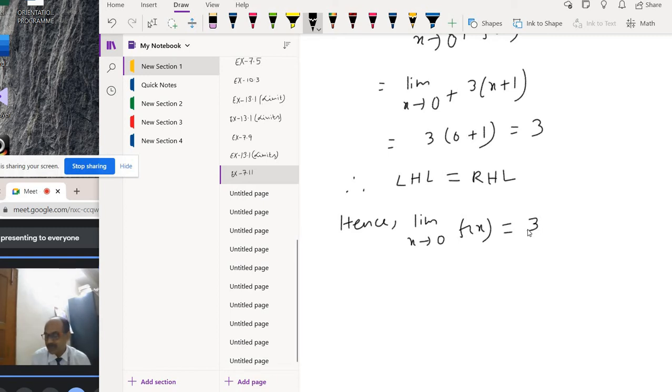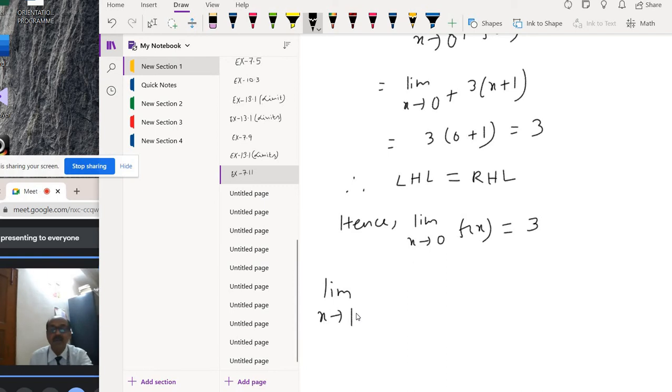Now when x tends to 1, that is x tends to 1 plus and 1 minus, in both cases the function is 3x plus 1. How? Because the condition is x greater than 0, and 1 plus means greater than 1, and 1 minus means less than 1, but still greater than 0.